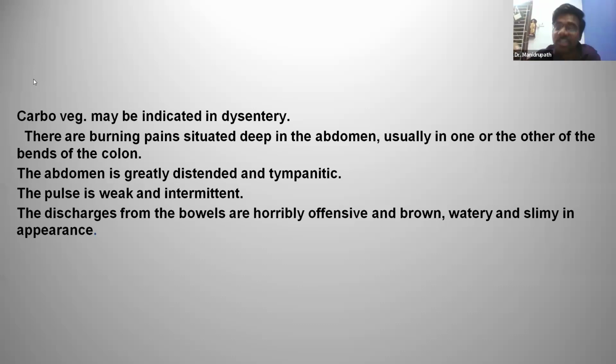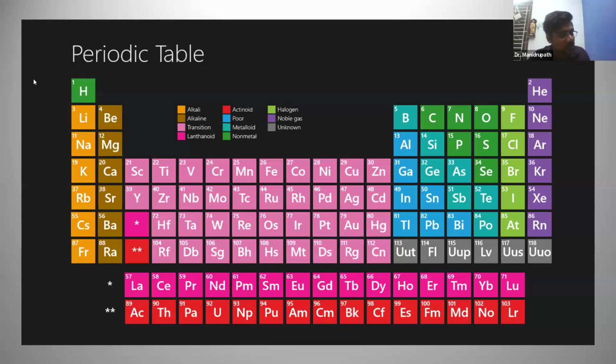Now I am coming into the mind section of Carbo. I'll give you the gist of the periodic table of Carbo, just a gist so you can understand. See here, Carbo is in row 2. This is row 2. Here it is carbon, nitrogen, oxygen, fluorine, neon. Right? Now, row 1, hydrogen, helium. And coming to the columns, first column, second column, third column, fourth column is Carbo.